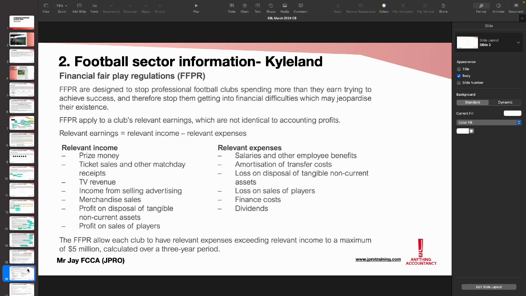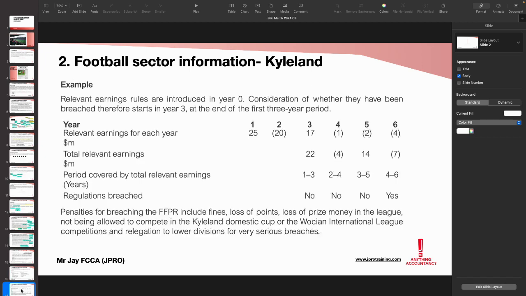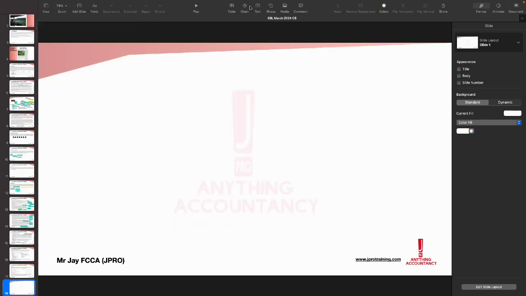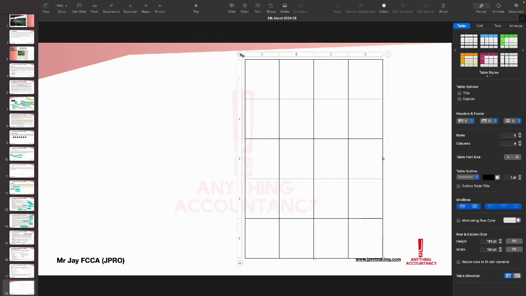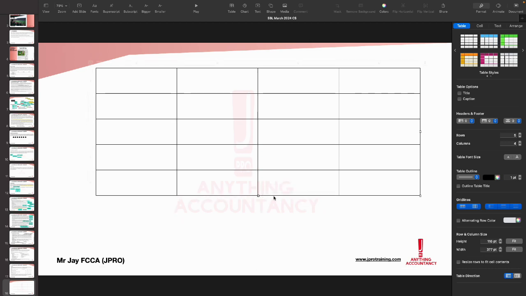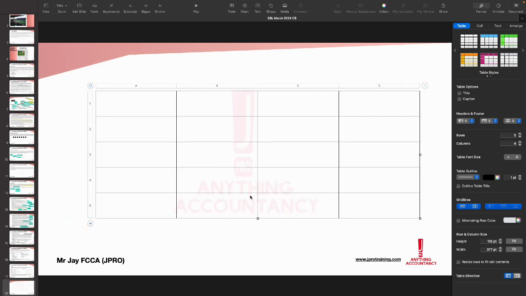So FFPR allows each club to have relevant expense exceeding relevant income for a maximum of 5 million calculated over a 3-year period. Okay, they have given you a formula here for how they calculate this, and you do have to understand the calculation. Now, when we do this calculation, you do need to look at the picture here. So let me just do a simple picture here for you in terms of a spreadsheet and show you how this works actually. So when we do this, you can see the FFPR calculations.